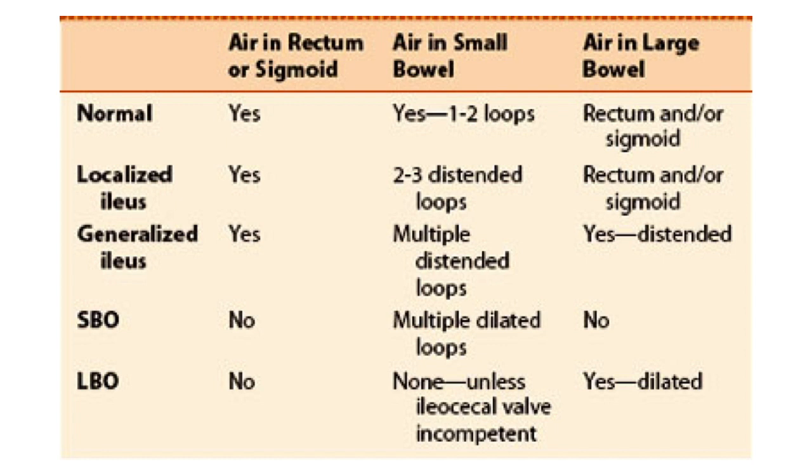In case of the generalized ileus, it is yes. Air in the small bowel: they have multiple distended small bowels, and also there is air in the large bowel, and they are also extending as well. But in case of the small bowel obstruction, there is no air in the rectum or sigmoid. So maybe they have multiple dilated loops in the small bowels, and there is no air. Very important, there is no air in the large bowel, okay.